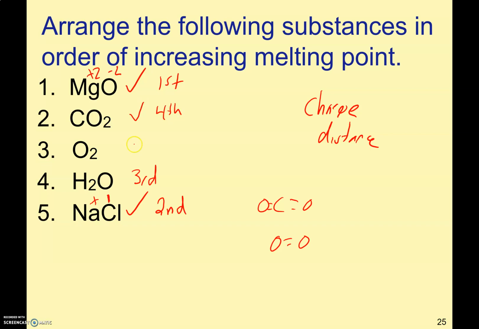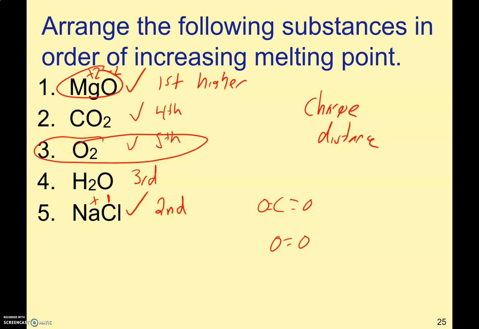And then the last one in melting point would be fifth. So this would be the highest because it has the strongest forces. This one has lattice energy, or ion-ion forces, in a crystal lattice. And this would be the weakest, the easiest, with the lowest melting point, because it only has London dispersion forces, and it's very weak because it's a small molecule.